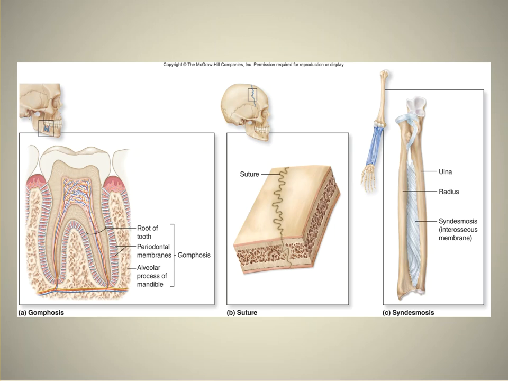Slide 5 is just drawings of three types of fibrous joints. A gomphosis right here, which is also a synarthrosis, a suture in the flat bones of the skull, which is also a synarthrosis, and a syndesmosis between the ulna and radius, which is fibrous connective tissue also, but is an amphiarthrosis, allows a little bit of movement.